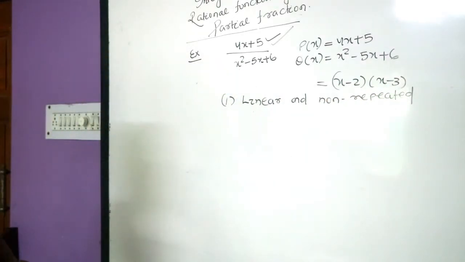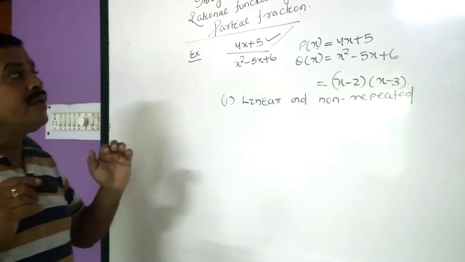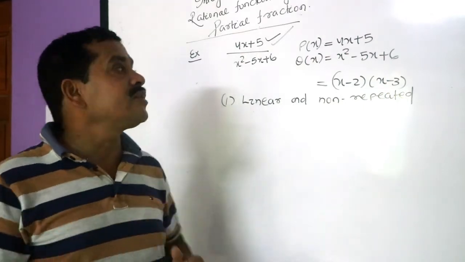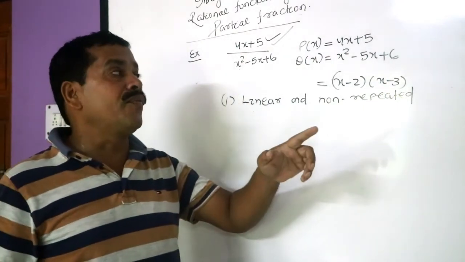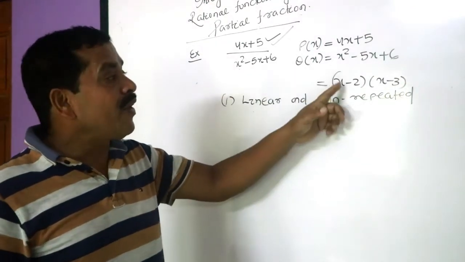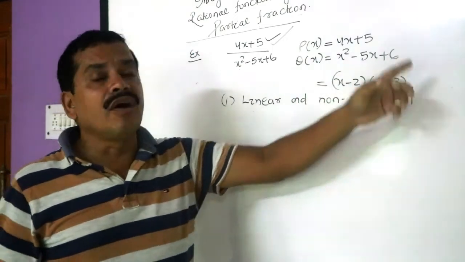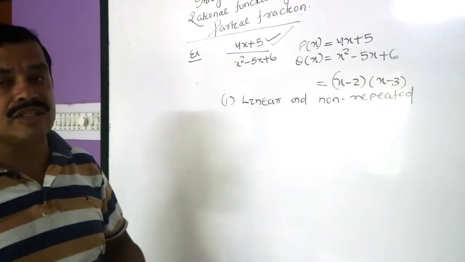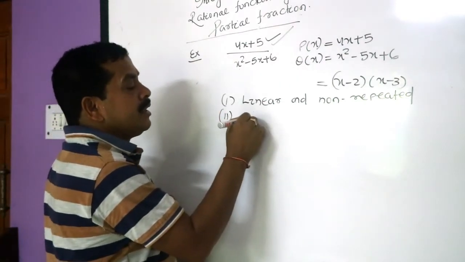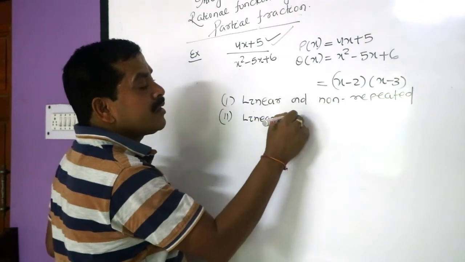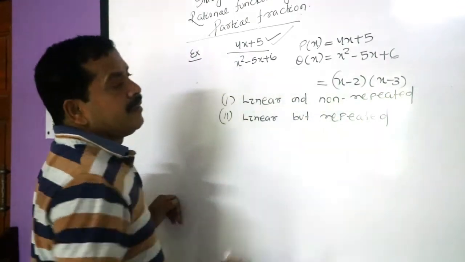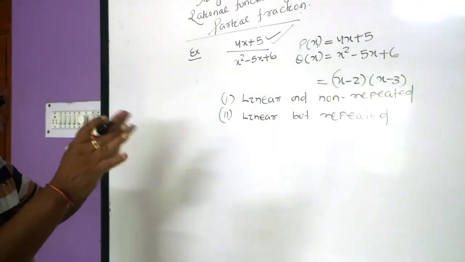First, if the factor is linear and non-repeated, first we have to convert the improper rational function to a proper rational function, then you factorize q of x. Then the method depends upon the factor. If the factors are linear and non-repeated, how can we integrate this function? This is one method. Another method is linear but repeated. Then how can we integrate?